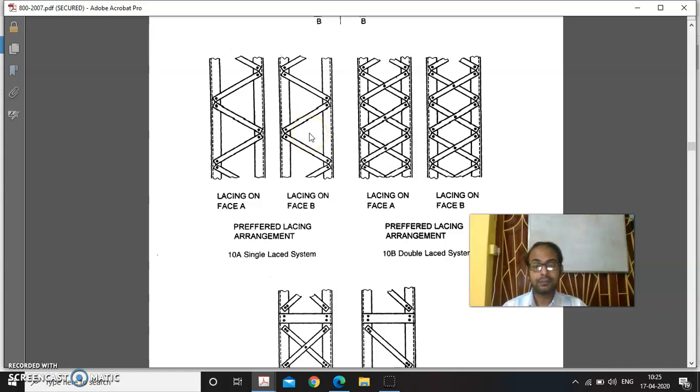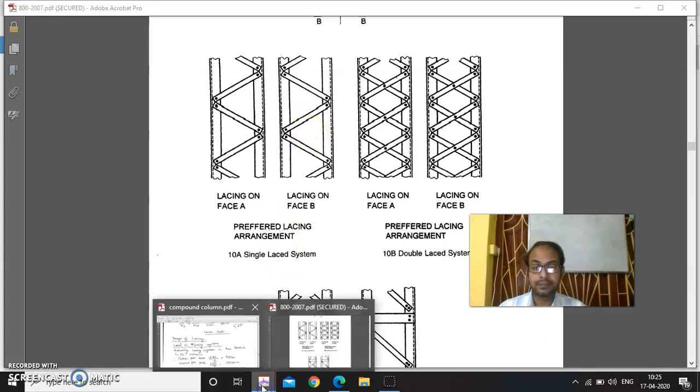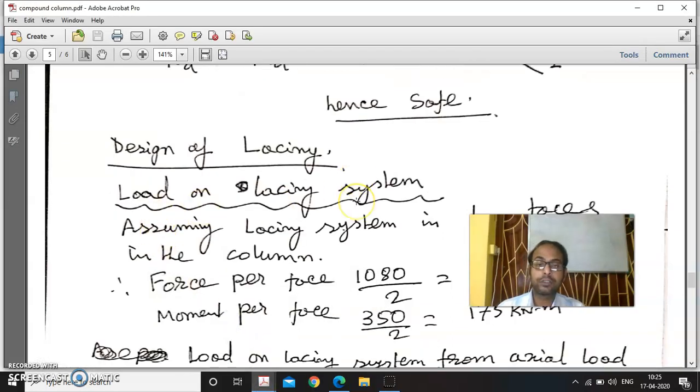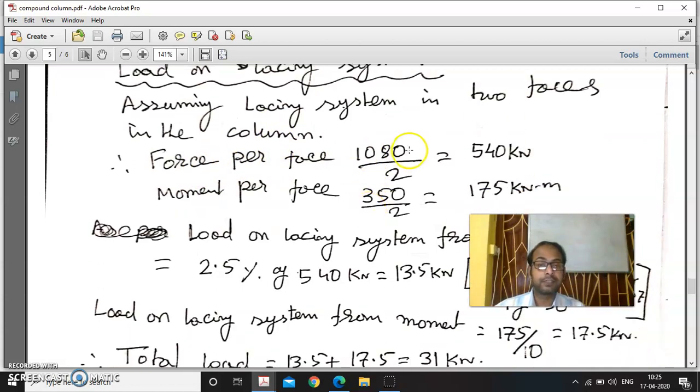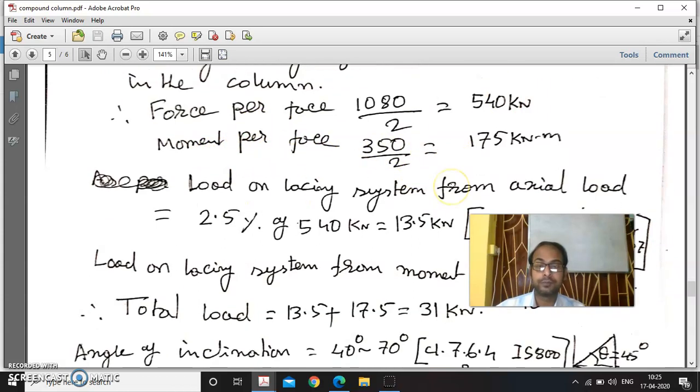So from here on we will see that the load on the lacing member, which is acting as an axial load on the column, is divided into two because we have provided lacing in two phases. So force per phase will be 1080 divided by 2 and the moment per phase will be 350 divided by 2. Now how much of this load will act on the lacing?